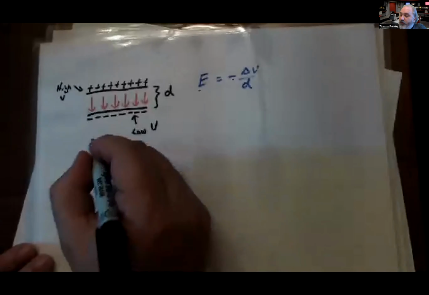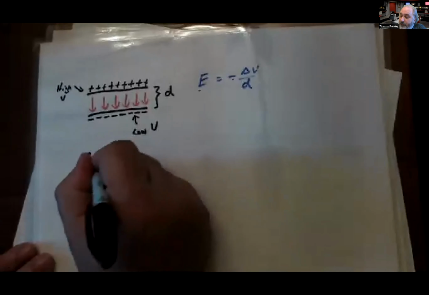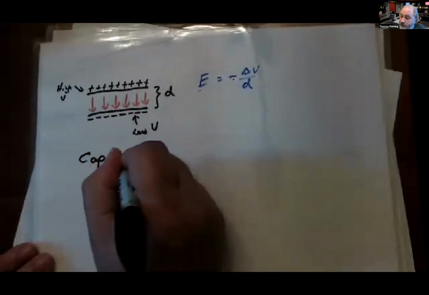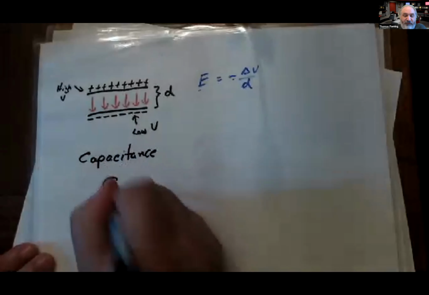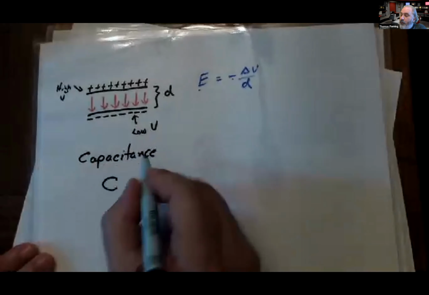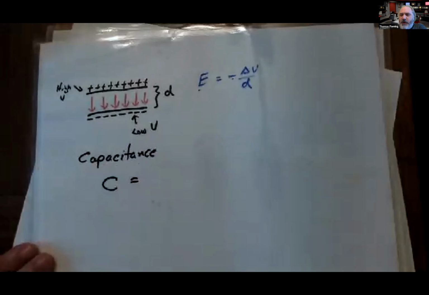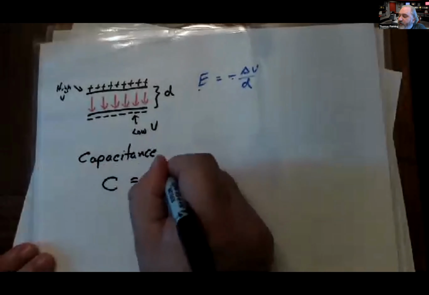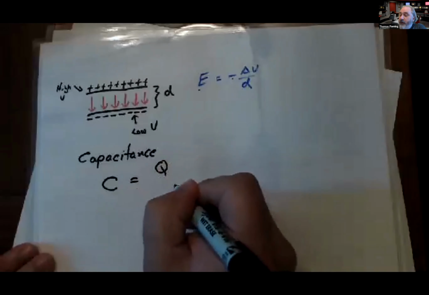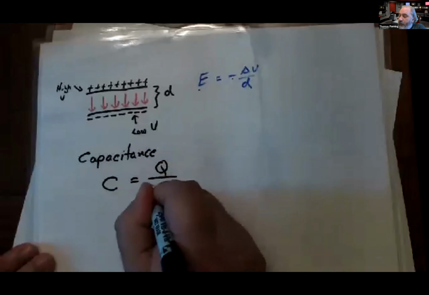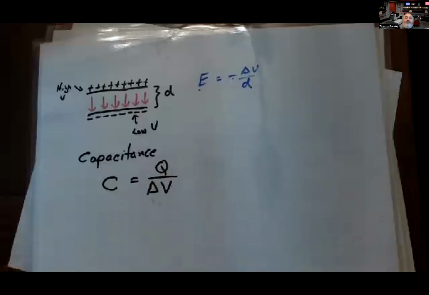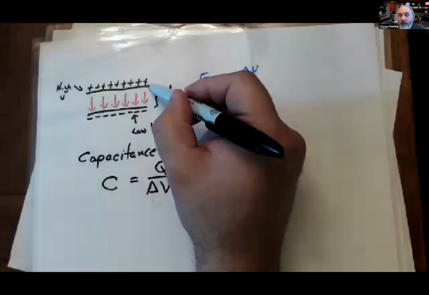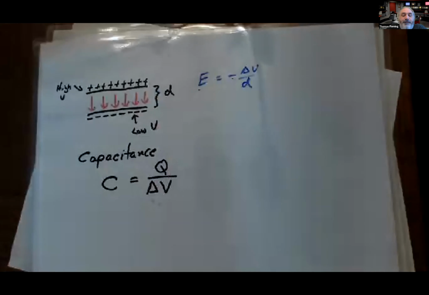What we're going to do is we're going to say that the capacitance, which we're going to denote with the letter C, we're going to define it as the ratio of how much charge we've got to put on those plates to the size of the potential difference, the voltage difference from one plate to the other that's required.